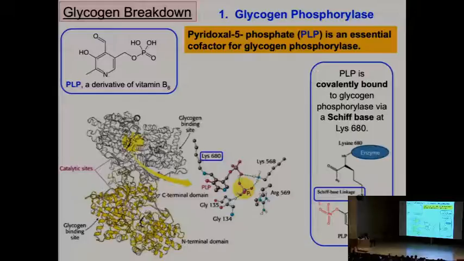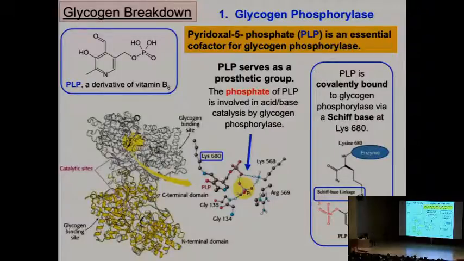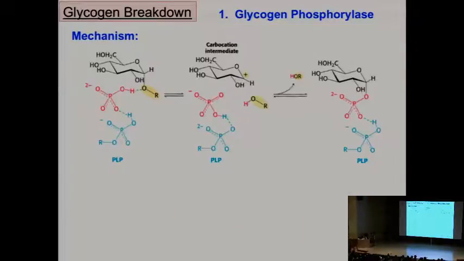Why this matters is that not only is it covalently linking the cofactor so it can never get away, but it also leaves the phosphate of that PLP free to participate in reactions, and that's exactly what it does. So the PLP acts as a prosthetic group, so that phosphate is actually participating in the catalysis of the mechanism of the reaction, which looks like this.